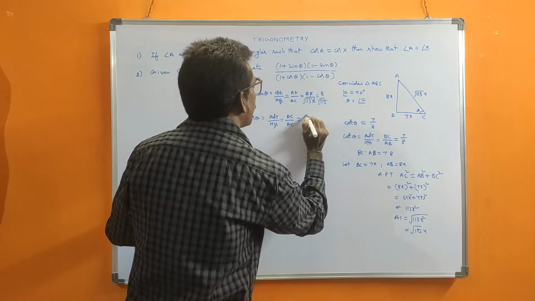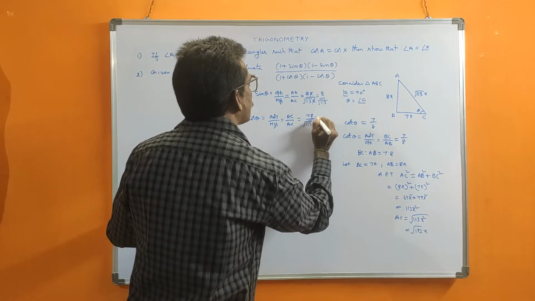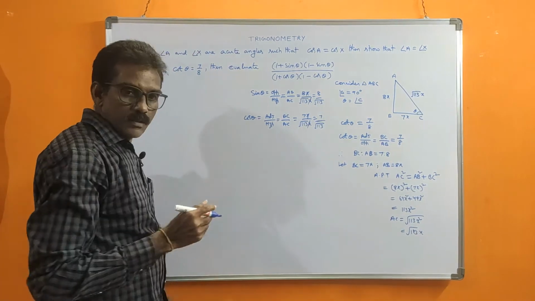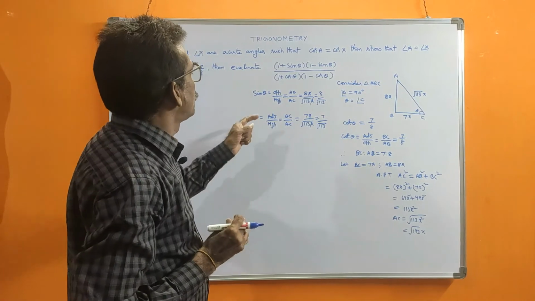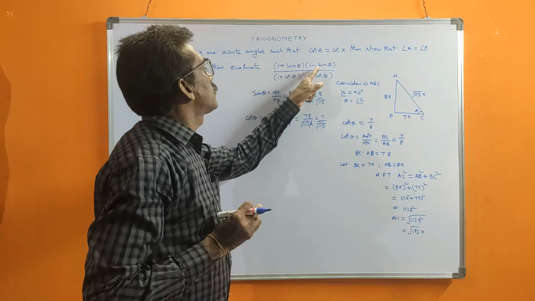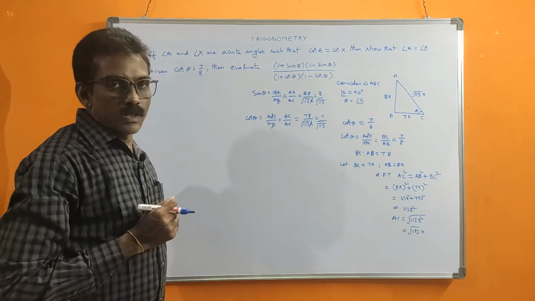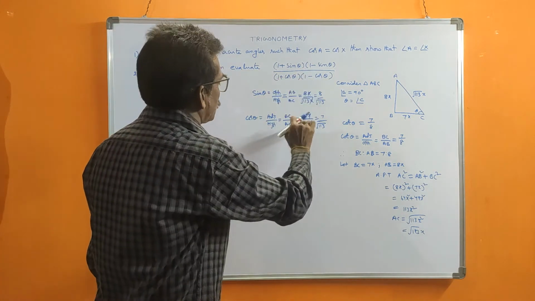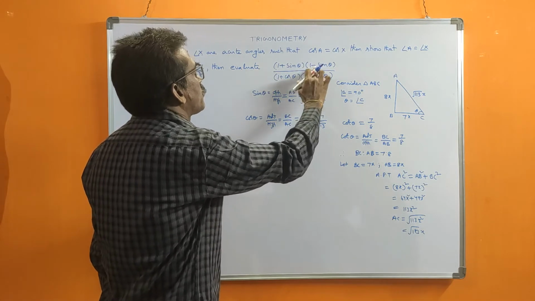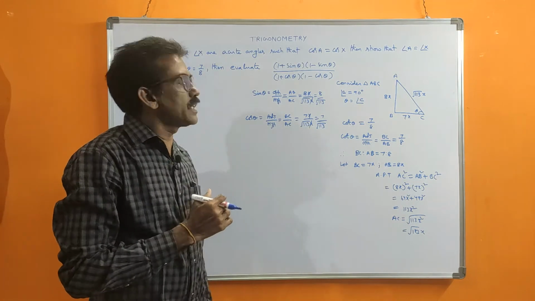Values BC 7x by, that is 113 root x hypotenuse, x cancel, 7 by root of 113, that is the answer. Now if you substitute directly the values of 1 plus sin theta into 1 minus sin theta like that, that is a cumbersome method, because here one rule is there.